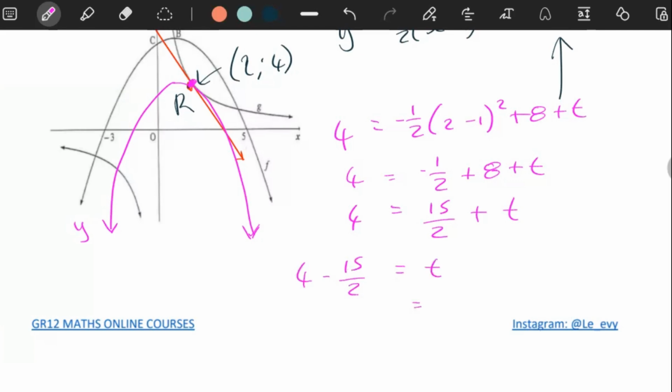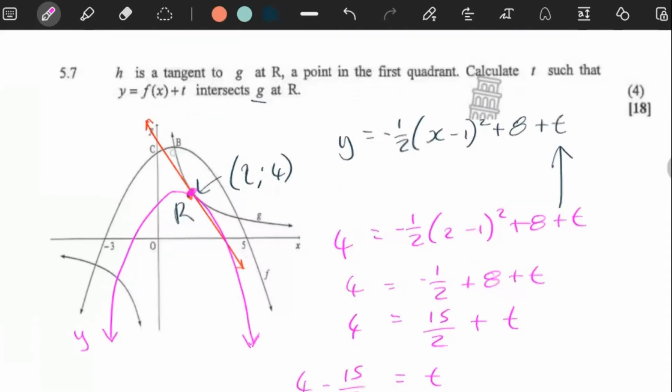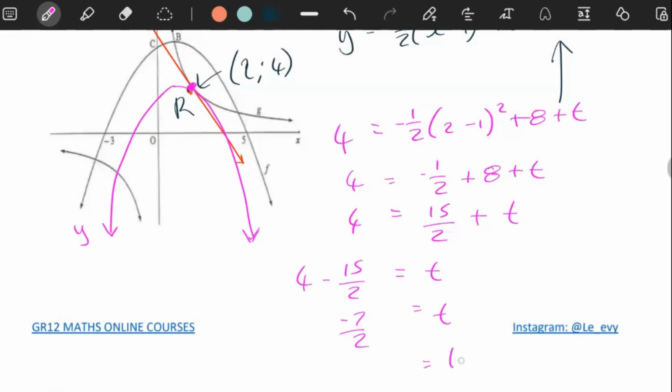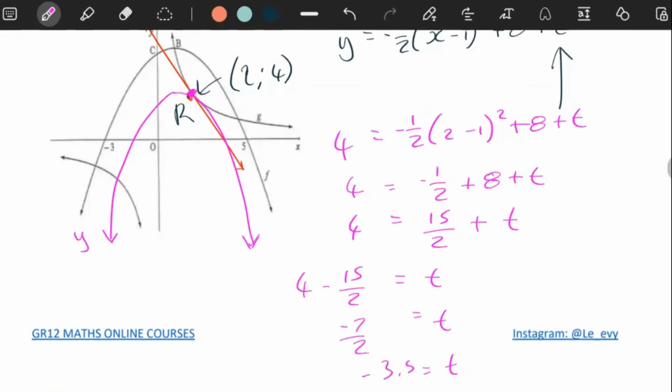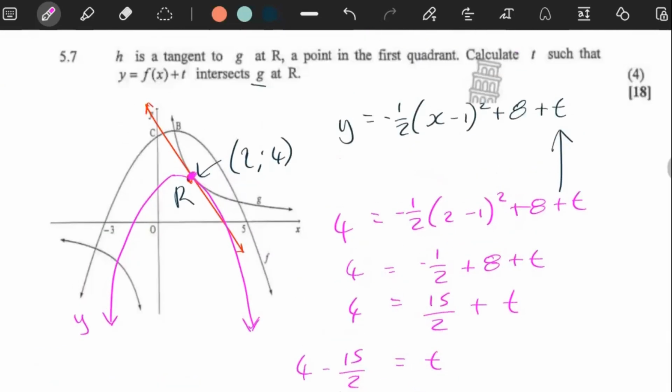What do we have here? 4 minus 15 over 2. This is giving us negative 7 over 2. So this is telling us that the graph has been moved about 3.5 units downwards for it to be touching the graph of g where r is.